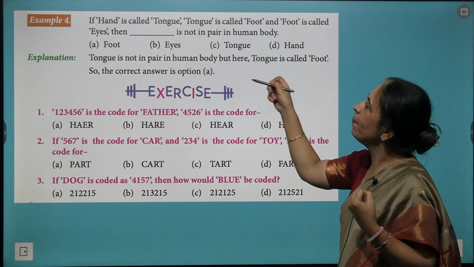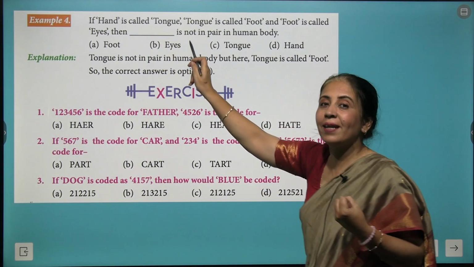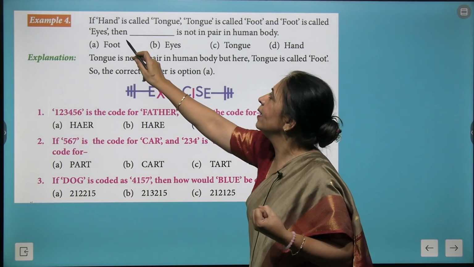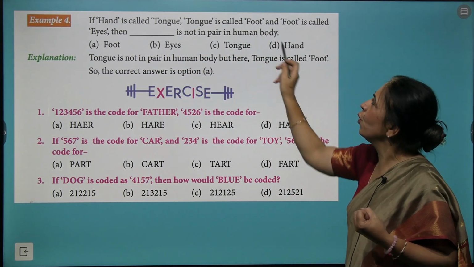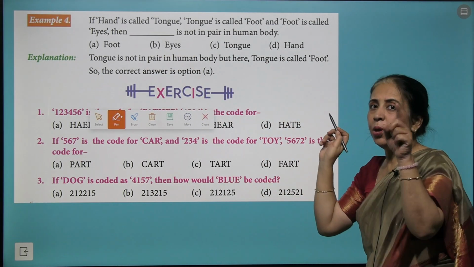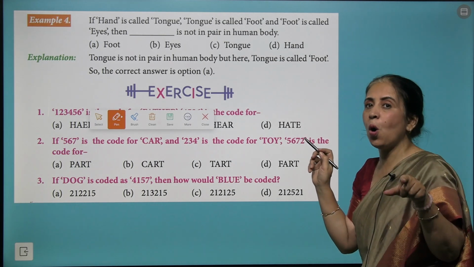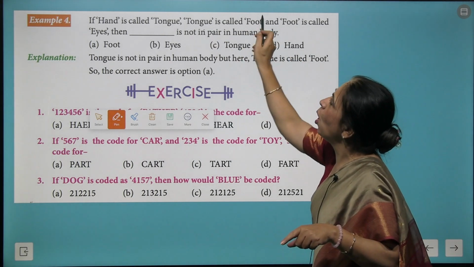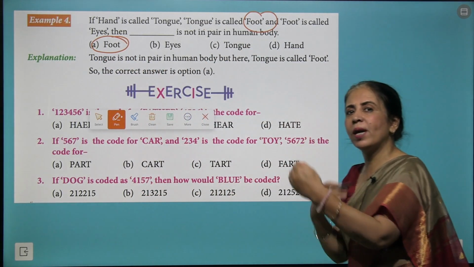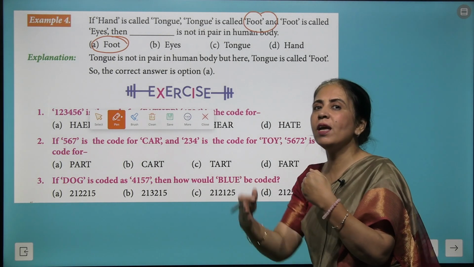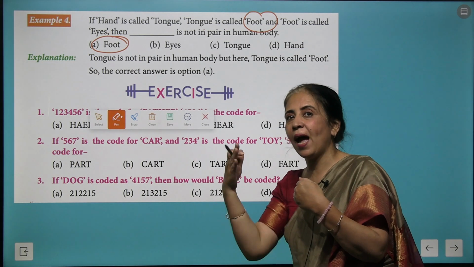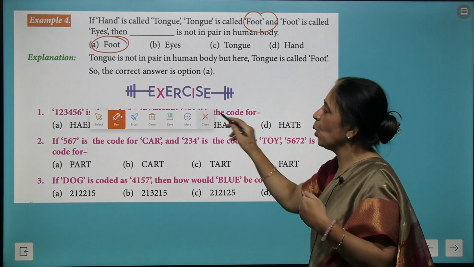We take one more example. If hand is called tongue, tongue is called foot, foot is called eyes, then which one of these is not a pair of the human body? You are right, it is tongue, but what do you call tongue? Tongue is called foot. So your answer will be A. Understood? So this is how we create the relation and we replace one name with another, that is decoding and getting the right answer. Now your turn begins.